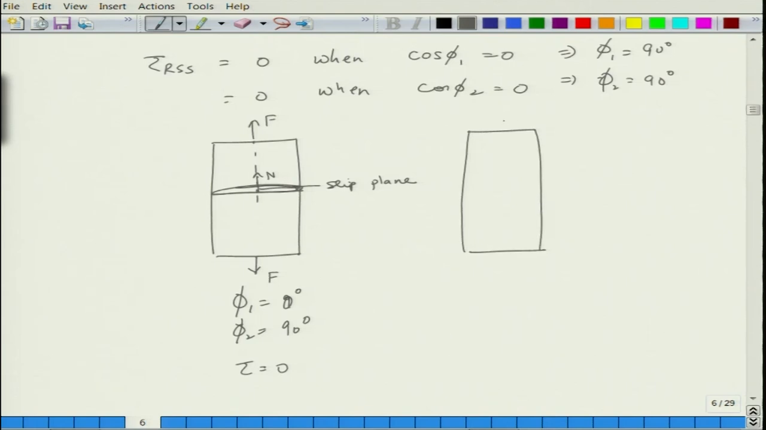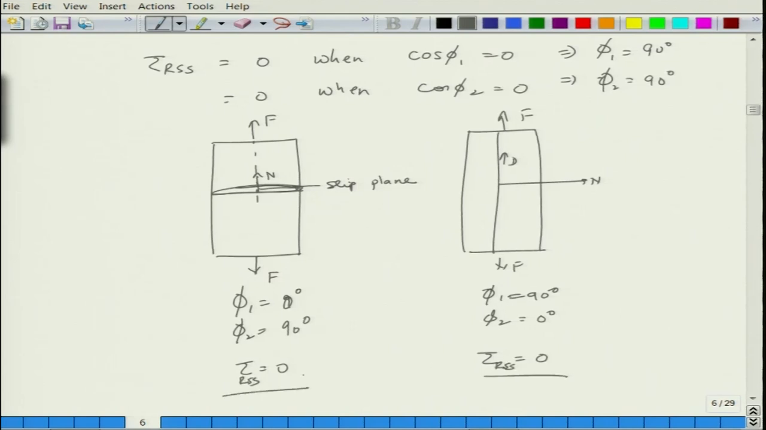Another thing that you can see is that if your plane is parallel, if your plane is like this, then of course you can see this is the normal, this is D. So in this case phi 1 is 90 degrees but phi 2 is 0 degrees. So again the tau RSS is equal to 0. So these are the two configurations when slip will not occur, because there is no resolved stress on either of these two planes.